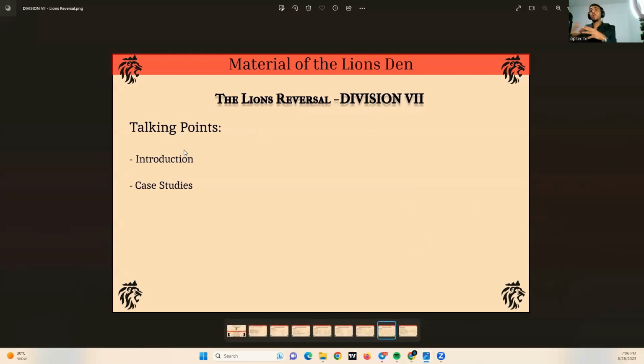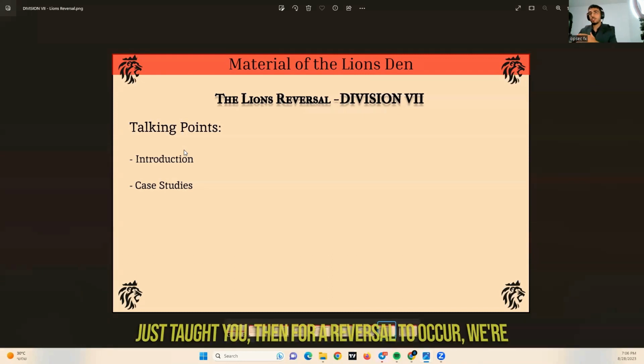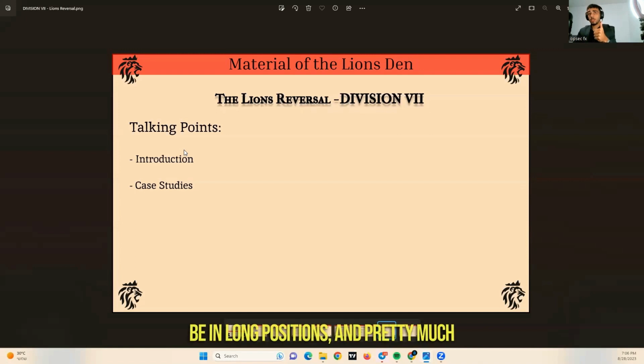Anyways, what is the lion's reversal? The lion's reversal is my way of finding a reversal. It's my style of finding a reversal. Now, if I'm going to base it on everything I just taught you, then for a reversal to occur, we're going to need the following things to happen. We're going to need smart money to be in long positions. At the foundation of it, smart money's positions have to shift from short to long for a bullish reversal.